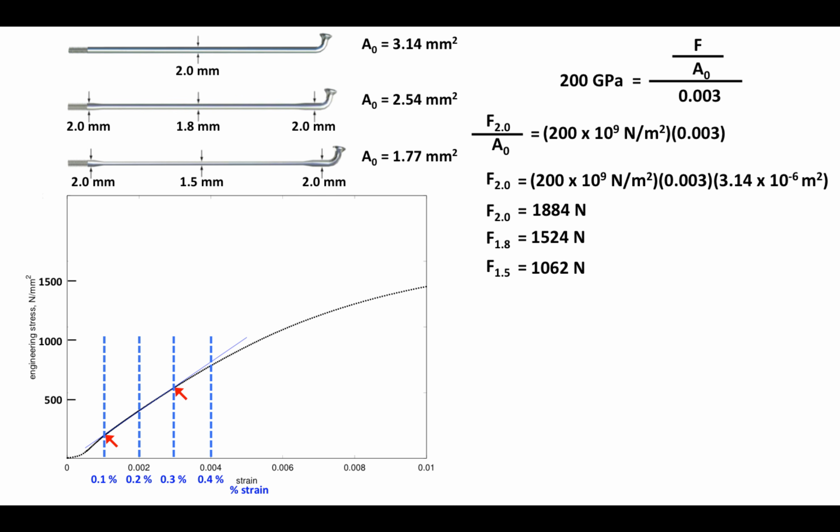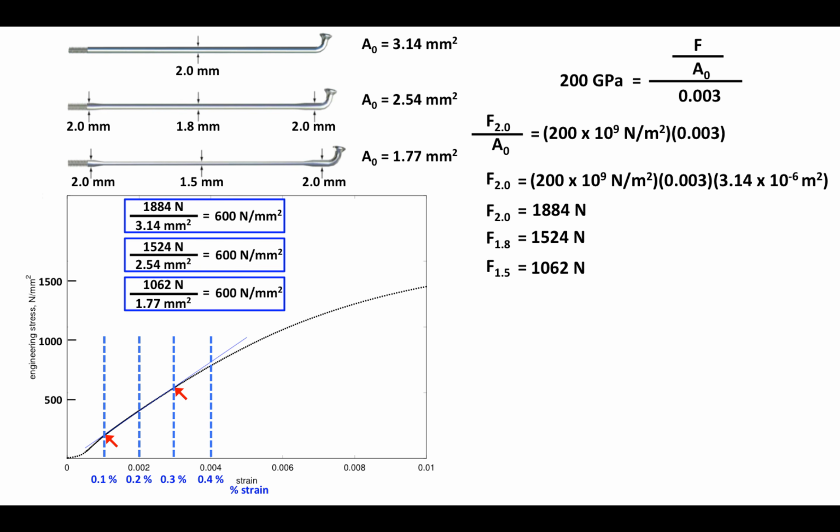Let me just make a couple more comments just so we don't miss the point of this discussion. The first point is that since we define the modulus of elasticity of being 200 gigapascals for all three of these spokes, then at least in their elastic region between 0.1 and 0.3, all three will have an identical graph. The second point is that the engineering stress defined as newtons per square millimeter is the same for all three spokes at 0.3%.